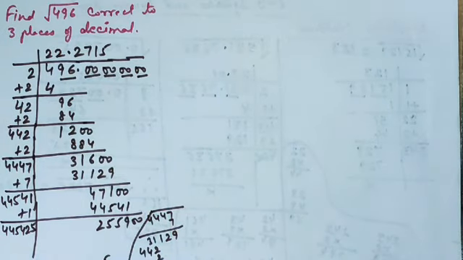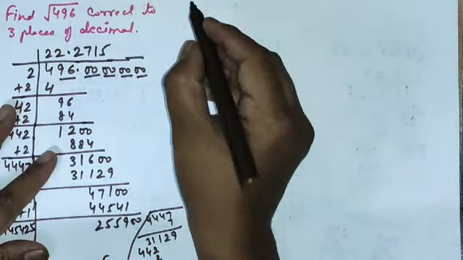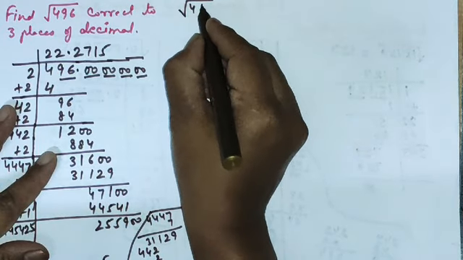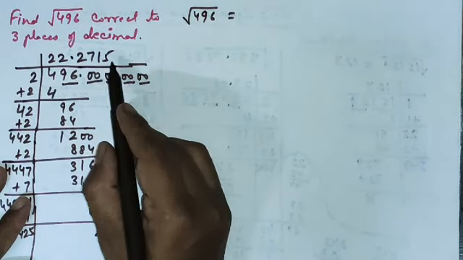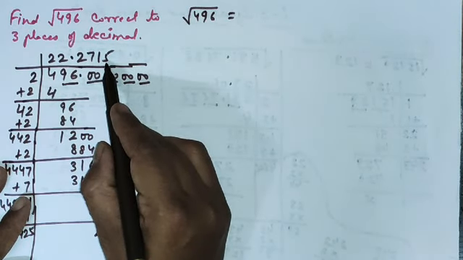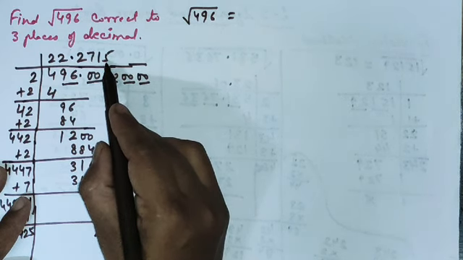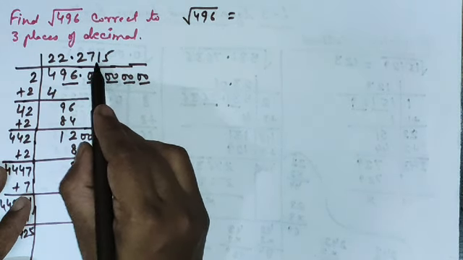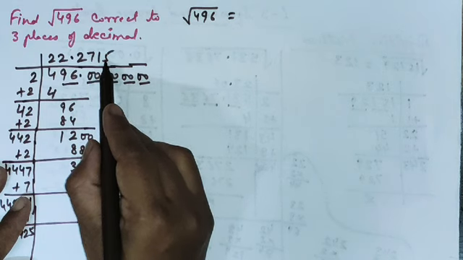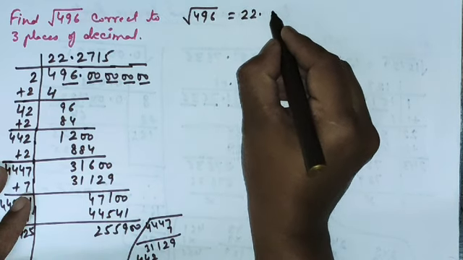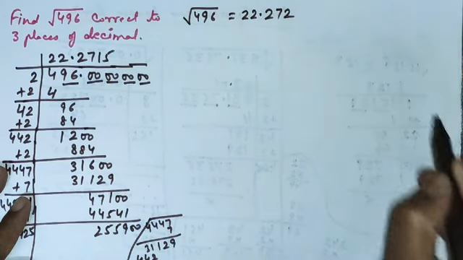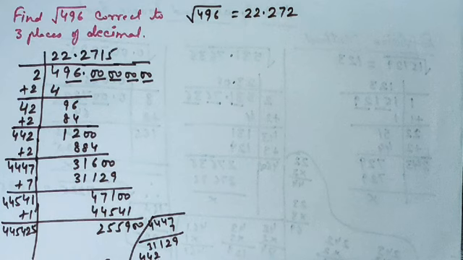Now I am going to round off the number. So if I round off, what will be my answer? Square root of 496. Now square root of 496 will be, look at the 4th place. What is the digit at 4th place? It is 5. If the digit at 4th place is 5 or greater than 5, then I will add 1 to the digit at 3rd place. So this is 5, so I will add 1 here. So my answer will be 22.272. This rounding off you must have learnt in the lower classes.